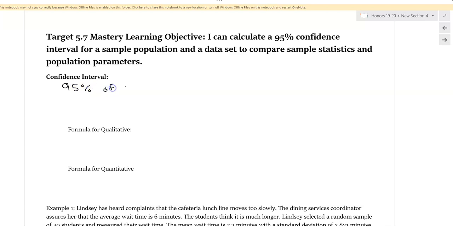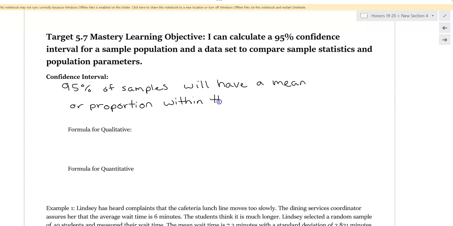What a confidence interval is, in this case 95%: 95% of samples will have a mean or a proportion, depending on if you're looking at qualitative or quantitative, within this interval. So 95% of samples will have a mean or proportion within this interval.